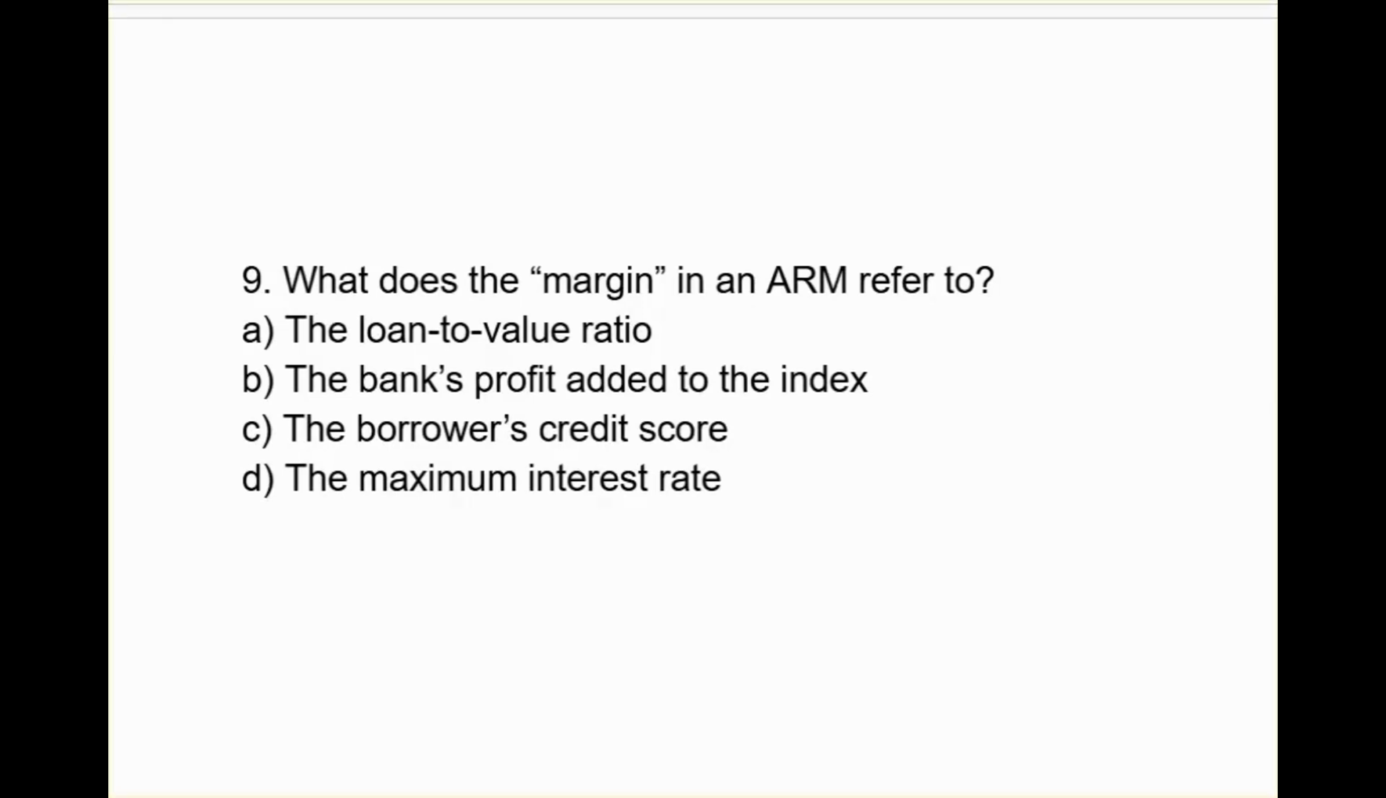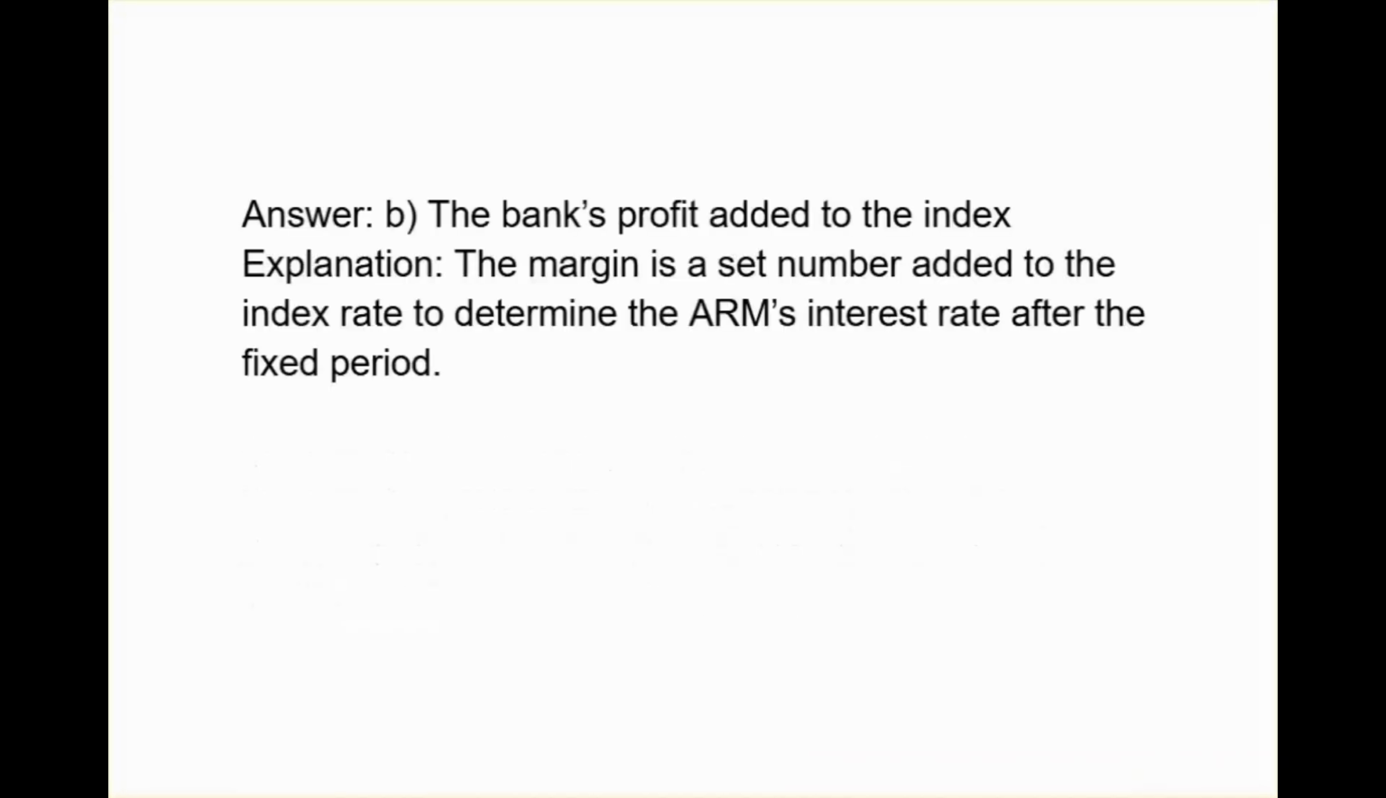What does the margin in an ARM refer to? A. The loan-to-value ratio. B. The bank's profit added to the index. C. The borrower's credit score. D. The maximum interest rate. B. The bank's profit added to the index. The margin is a set number added to the index rate to determine the ARM's interest rate after the fixed period.